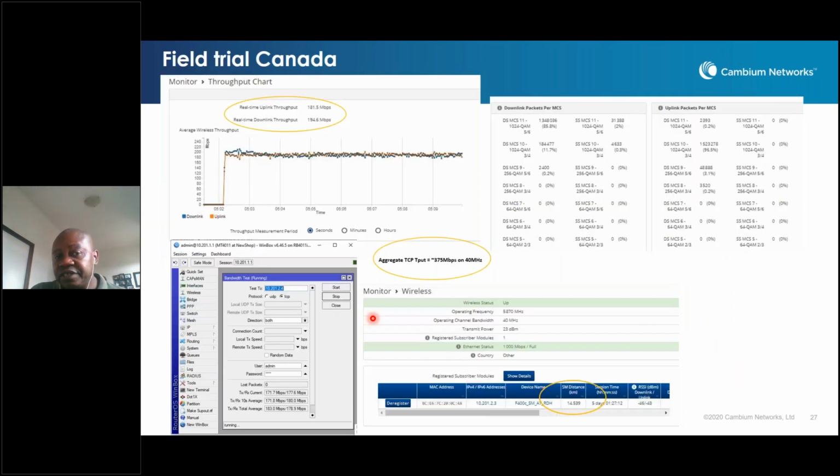I will not go into detail. This is just the performance of one Force 425. This was in Canada at a distance of 14 kilometers. They were able to do about 400 meg on a 40 megahertz channel. So the feedback on these radios has been good, very good so far.